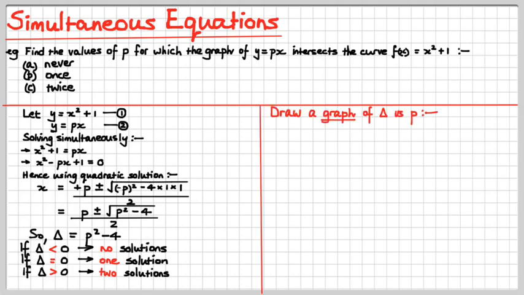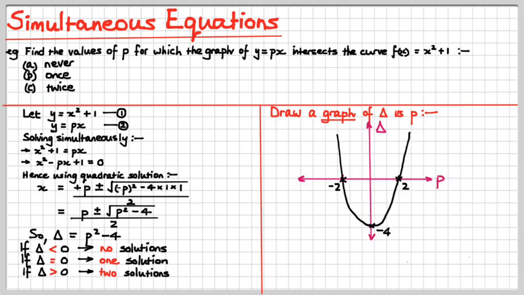Right. So let's draw a graph of the discriminant versus p. I always draw a graph because it tells me exactly what I want to know. There's the discriminant on the vertical axis, and we've got p over there, and there's the graph of p squared minus 4. Y-intercept of minus 4, p-intercepts of plus and minus 2. So if we want the discriminant to be negative, that's where we want it, down there.